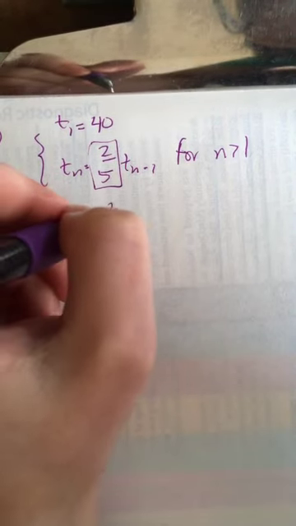All right, is the sequence arithmetic, geometric, or neither? Since this is a ratio, this would be geometric. Explain because r equals 2/5.